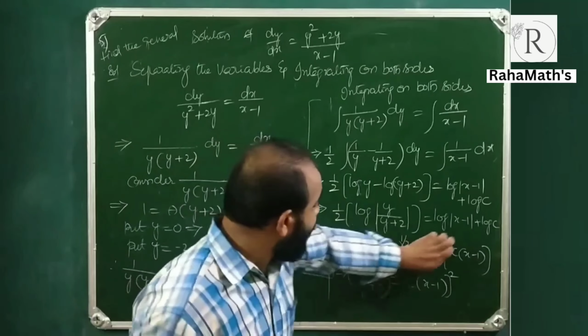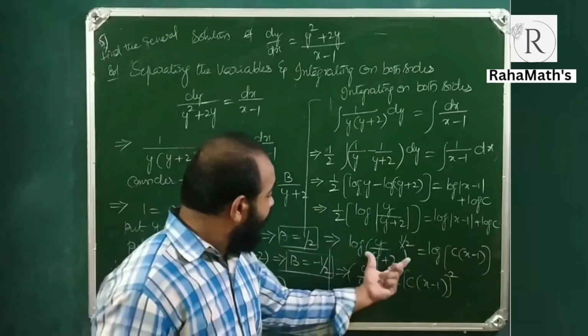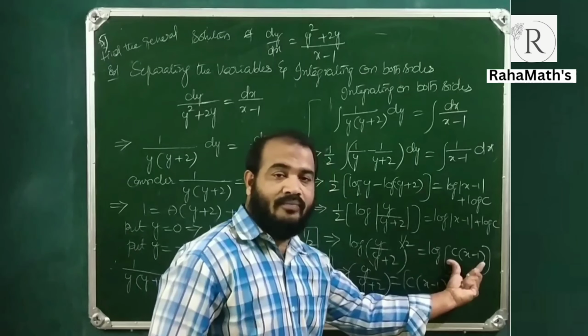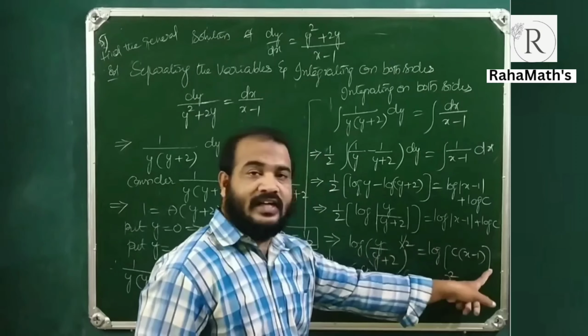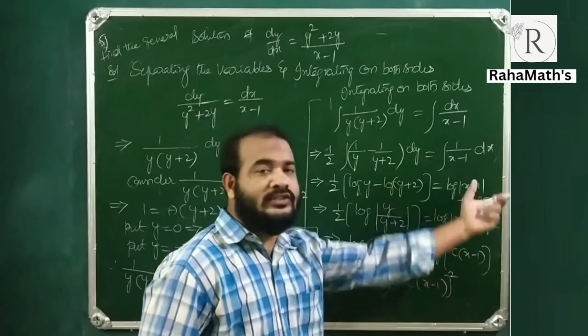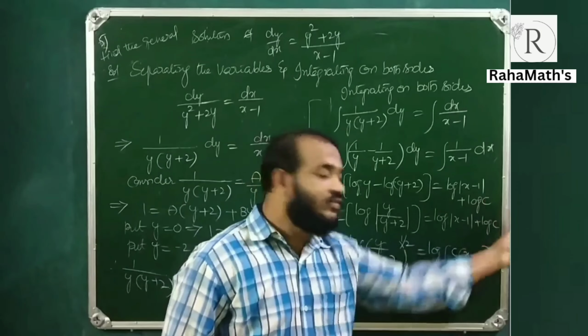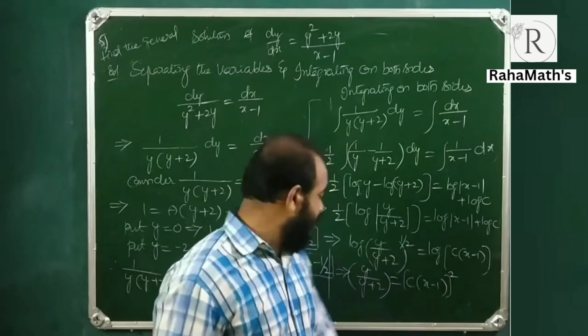So log I have taken and we are left with (y by y plus 2) whole power 1 by 2 equals c into x minus 1. So I have squared on both sides. Whole power 1 by 2, whole square gets cancelled. We are left with this: c into x minus 1 whole square, c square x minus 1 whole square.